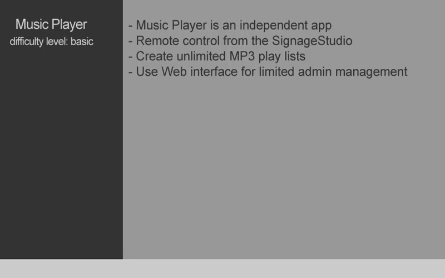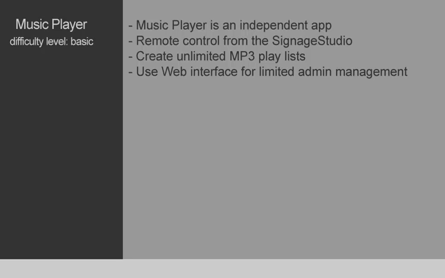In this tutorial, we're going to talk about the music player. The music player is an independent application that allows you to create a playlist of songs and play them independently of your campaign. So in essence, the music player is an additional application that runs on top of the Signage player. With the music player, you can create a playlist of songs in the Signage Studio and control which songs will play in which Signage players.